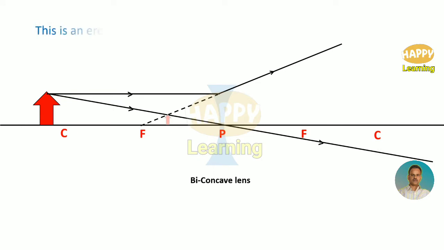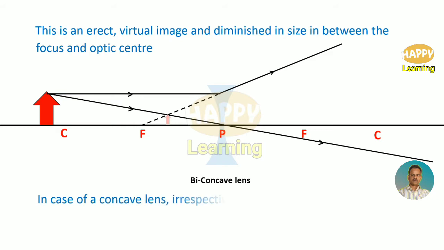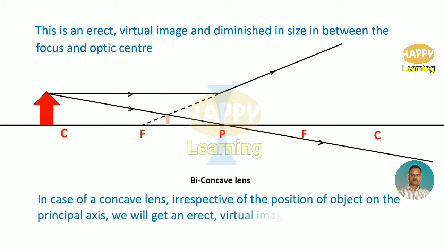This is an erect, virtual image, diminished in size, in between the focus and optic center. Because it is the image formed due to extension of the rays, it is a virtual image. In case of concave lens, irrespective of the position of the object on the principal axis, we will get an erect virtual image, diminished in size, in between the focus and the optic center.